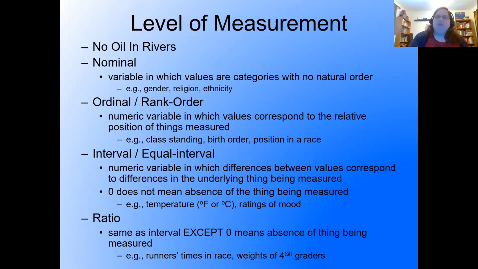Now let's go back to interval just to make sure we understand this. With temperature, does 0 degrees Fahrenheit mean the absence of temperature? No, it really doesn't. It's quite cold outside, but it doesn't mean the absence of temperature. And on a scale that goes from 0 to 10, looking at ratings of mood, would 0 mean the absence of mood? Probably not. Right? It's probably going to mean something like a very poor mood if this was a scale from poor to a really good mood. So only when it's the absence of something do we call it ratio. Only when 0 means the absence of the thing being measured do we call it ratio. Otherwise, it's interval. Okay.